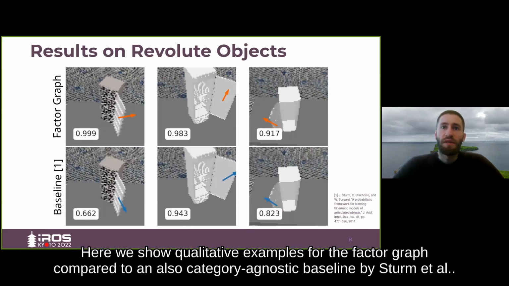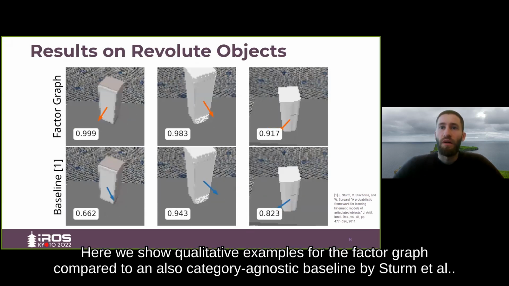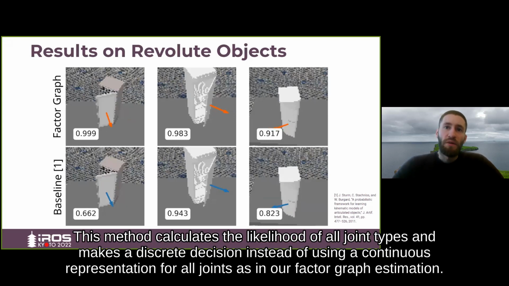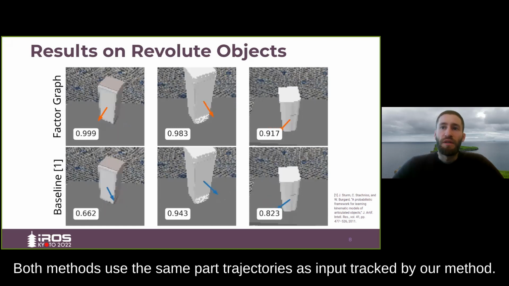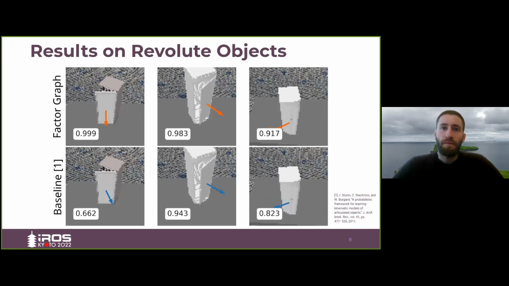Here we show qualitative examples for the factor graph compared to an also category agnostic baseline by Sturm et al. This method calculates the likelihood of all joint types and makes a discrete decision instead of using a continuous representation for all joints as in our factor graph estimation. Both methods use the same part trajectories as input, tracked by our method.